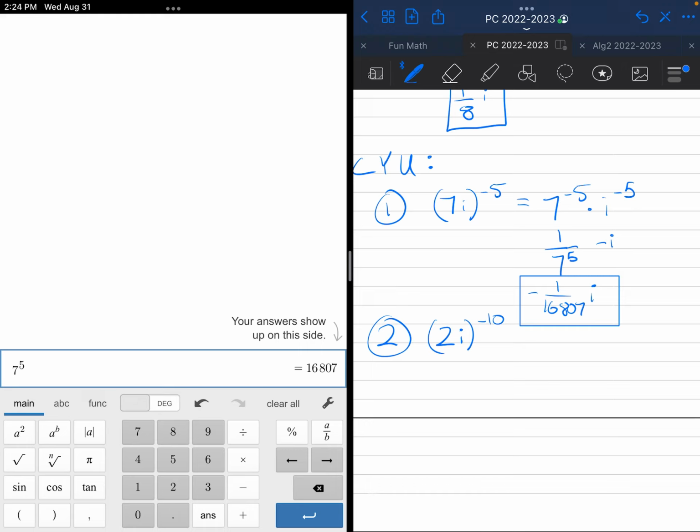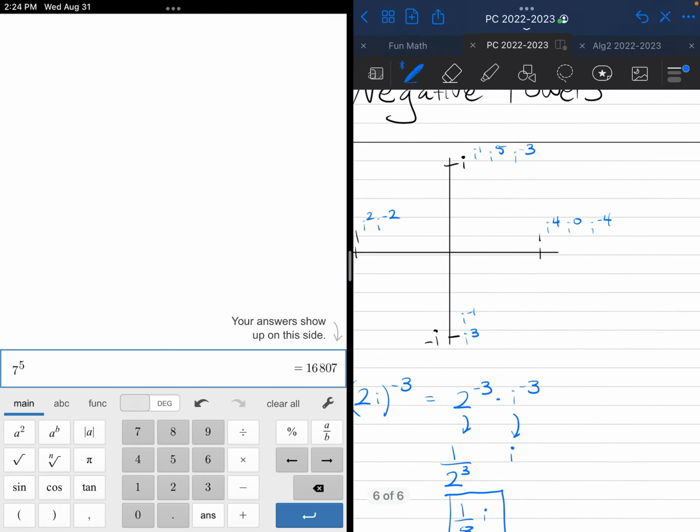2i to the -10. Again, I'm going to distribute that power. It's not really distributing, but it kind of sounds like it is. So it's 2 to the power of -10 times i to the power of -10. I'm going to deal with that 2 first. So it's going to be 1 over 2 to the power of +10, and then i to the power of -10. Where does that live?